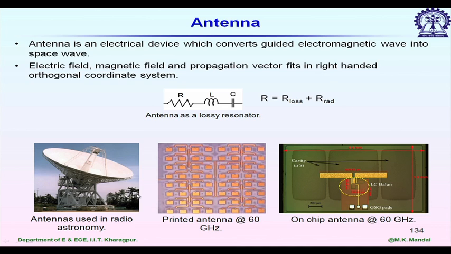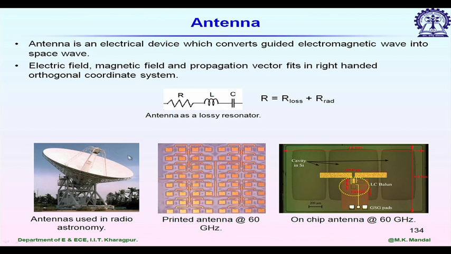Now, in free space, considering the properties of electromagnetic waves, we know that the electric field, the magnetic field and the direction of propagation form a right-handed orthogonal coordinate system, and the electric field and magnetic field are also in the same phase. So, for an antenna we have to generate these two electric field and magnetic field components which will be in the same phase.